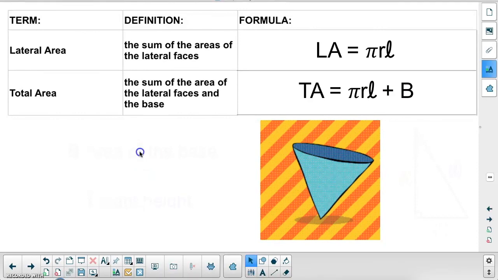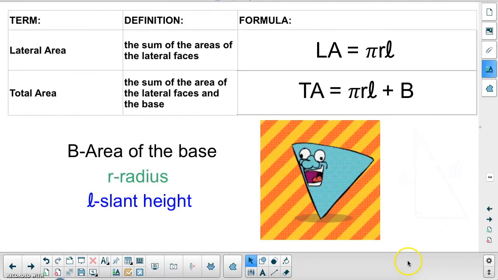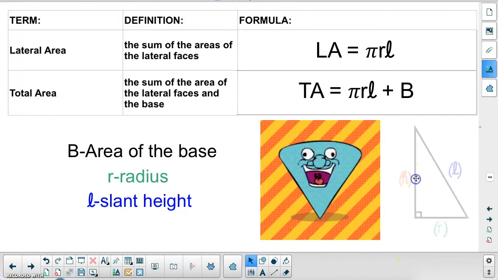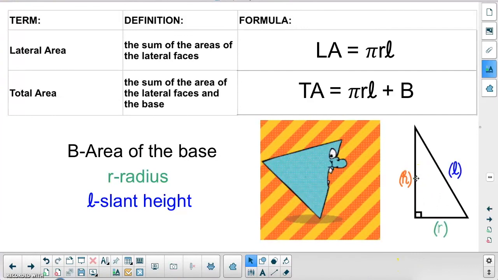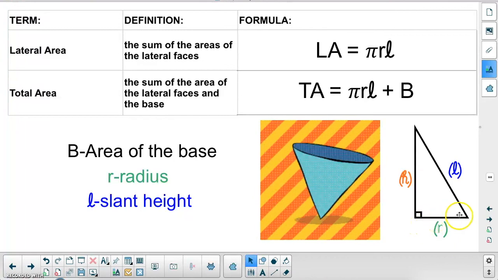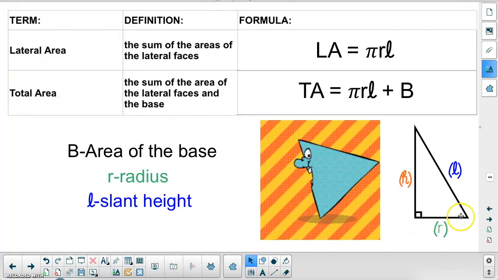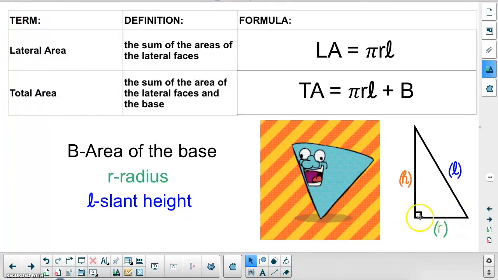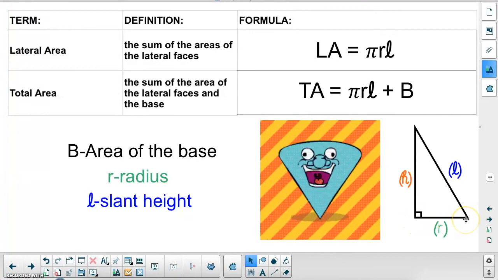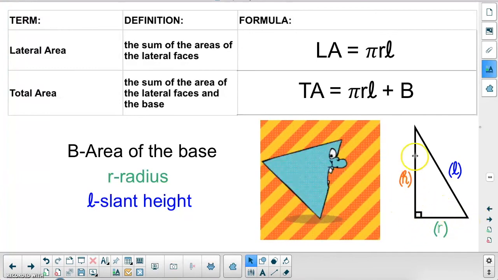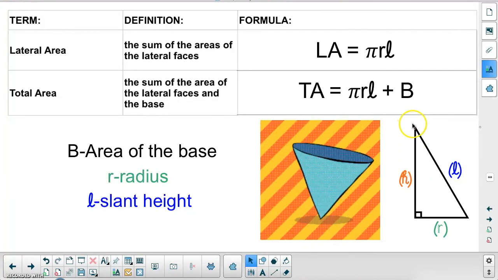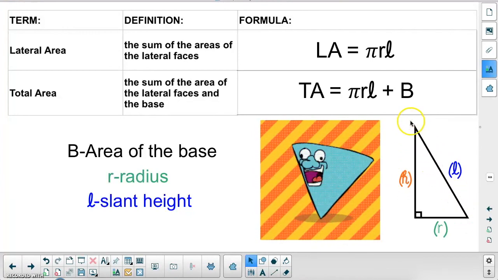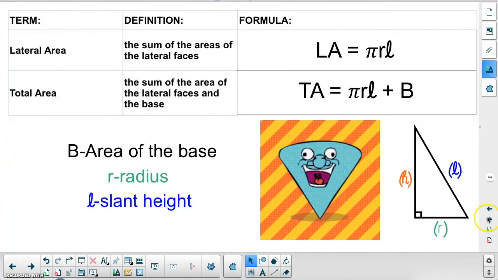Just as a reminder, B is the area of our base, R is the radius, and L is the slant height. And we're going to use that height triangle to help us solve for missing pieces, where R is the bottom on the base, from the center of the base to the edge of that circle. From the center to the apex will be that height, and along that curved lateral face will be our slant height.